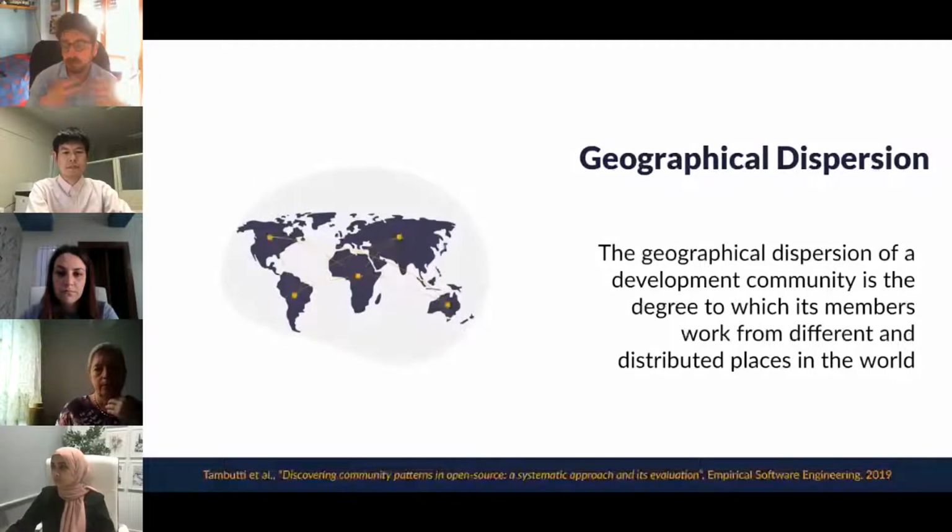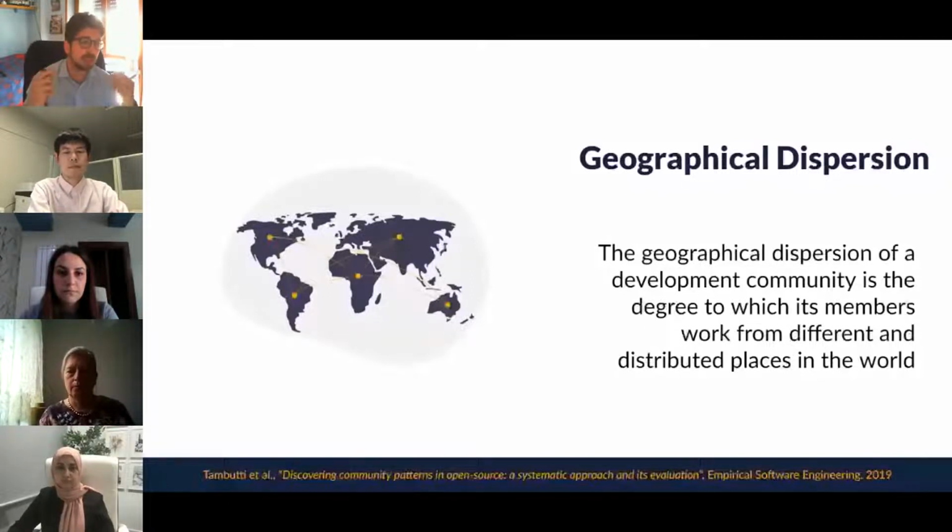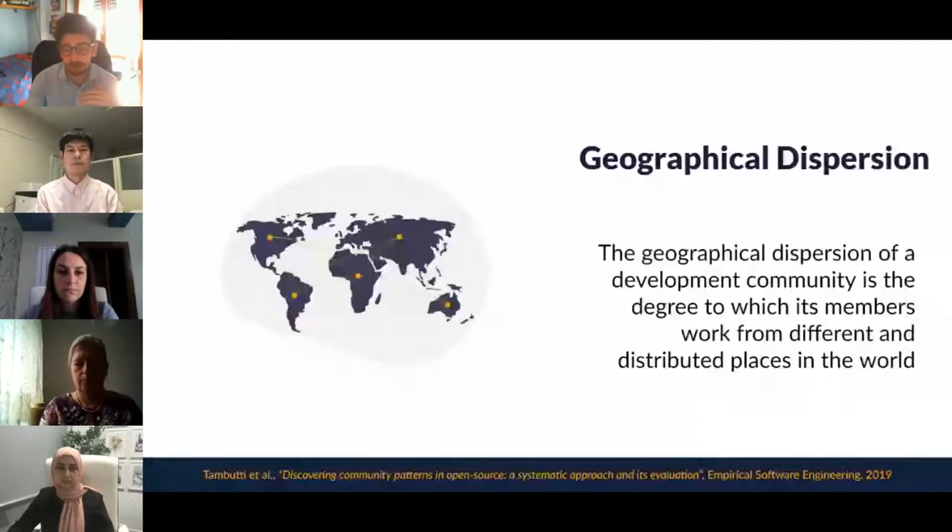So, just for example, if you have a development team whose members are all working in the same office, but grew up in different places all around the world, you have a low level of geographical dispersion, but a high level of cultural dispersion.